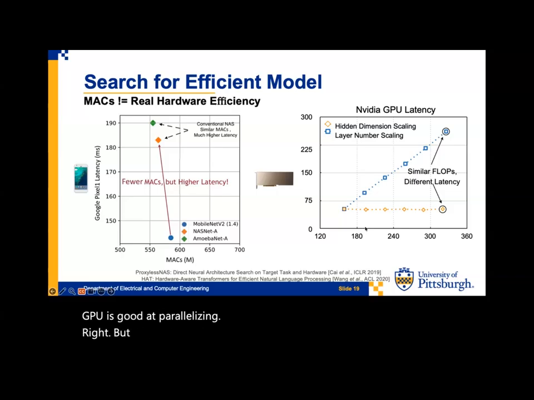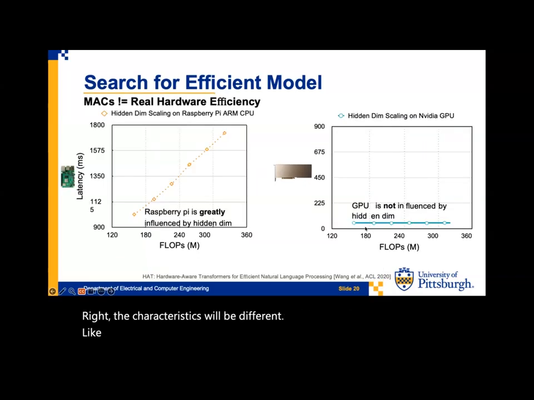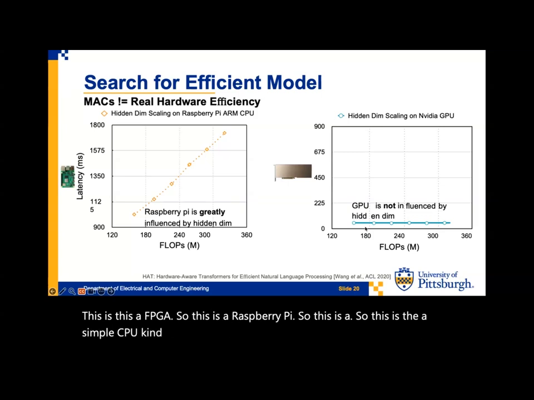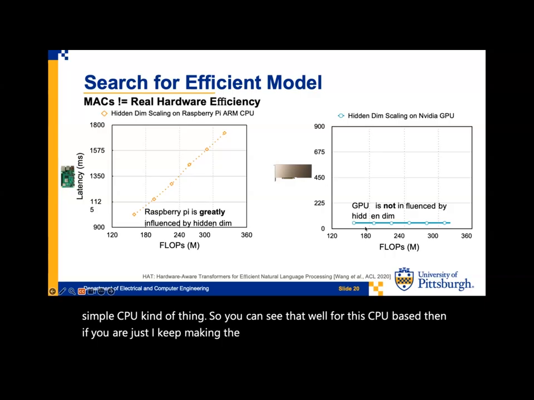But then, if you think about it, if it were not a GPU, if it's just a CPU, what will happen, right? The characteristics will be different, right? That makes sense. So I think, do we have a, is this an FPGA? So this is a Raspberry Pi. So this is a simple CPU kind of thing. So you can see that for this CPU base, if you just keep making the network wider, then the latency actually will increase.